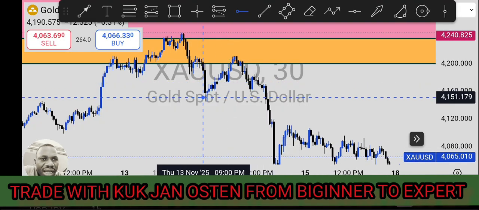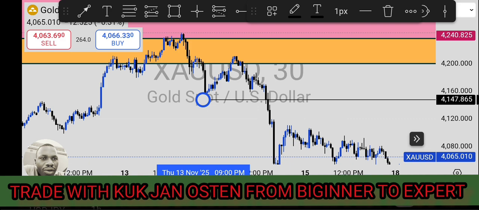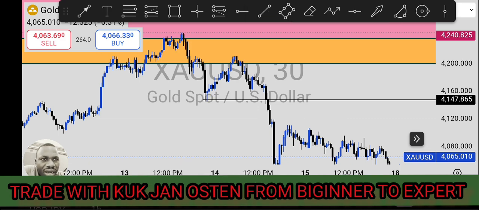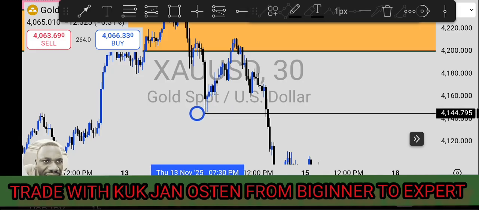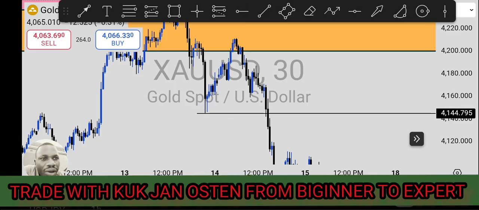Now we can see here, this was a support. Now the support was broken. After breaking it, remember this candle when it was closing, it closed within the support zone. So this is a best example. Closing within the support zone shows that this is a fake out.